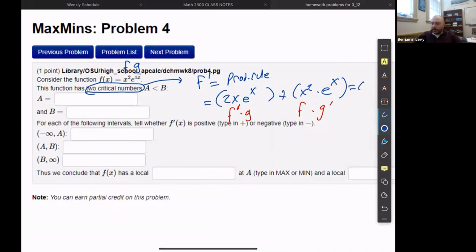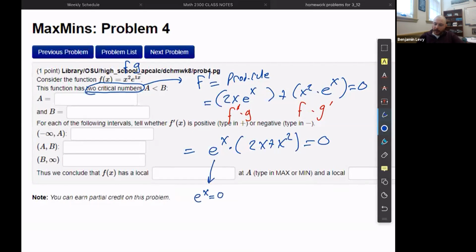So when you set it equal to 0, notice how there's 2 e to the x's. And so we can factor the e to the x out. And then it becomes something that's easy to work with. That's the factored form. How do you solve factored things? You set them equal to 0 separately. And so you set this equal to 0, and you set this equal to 0. And that's how we get our critical points.